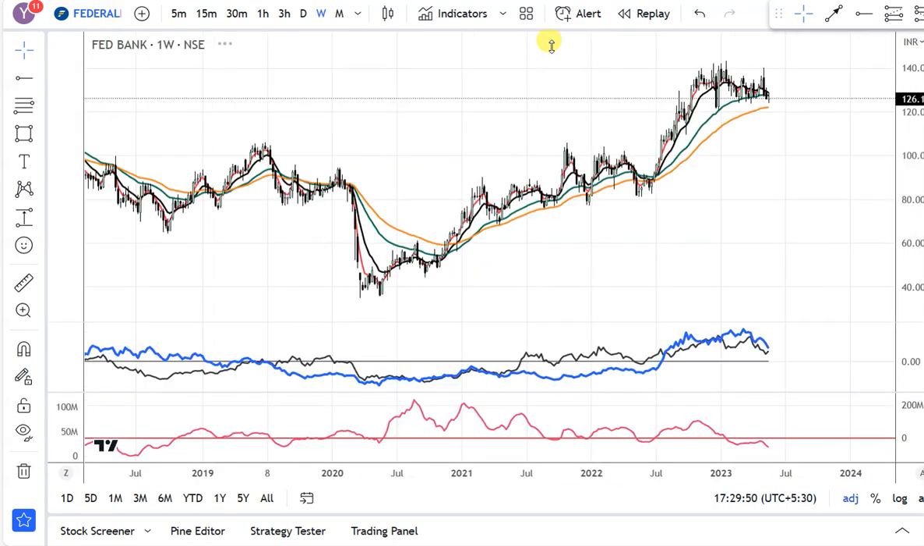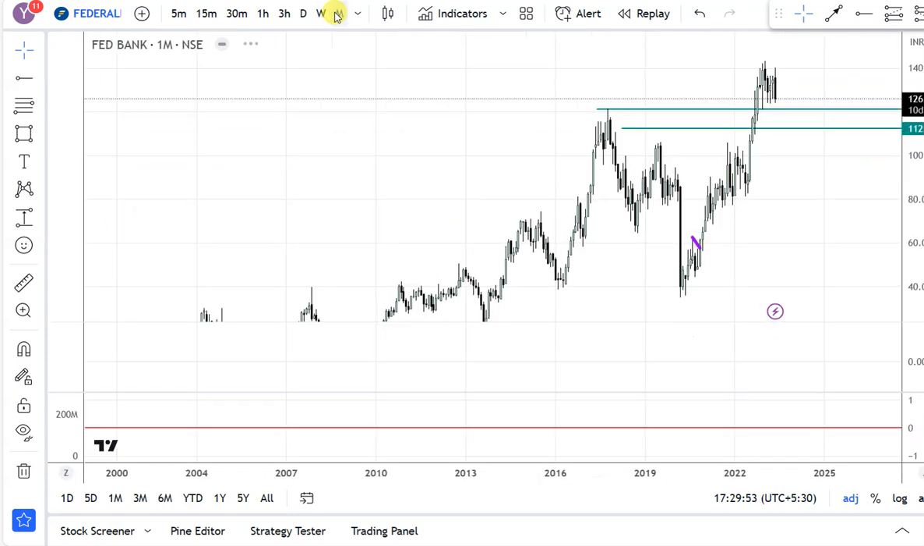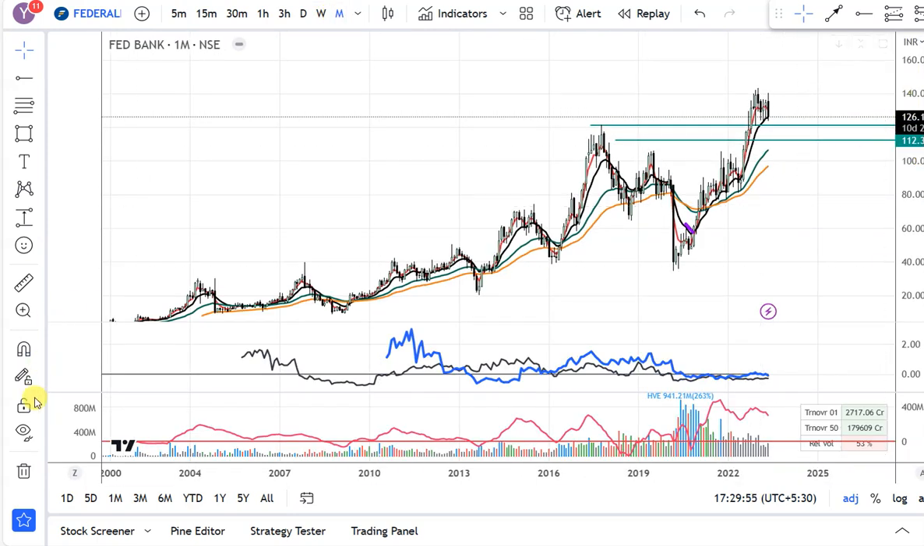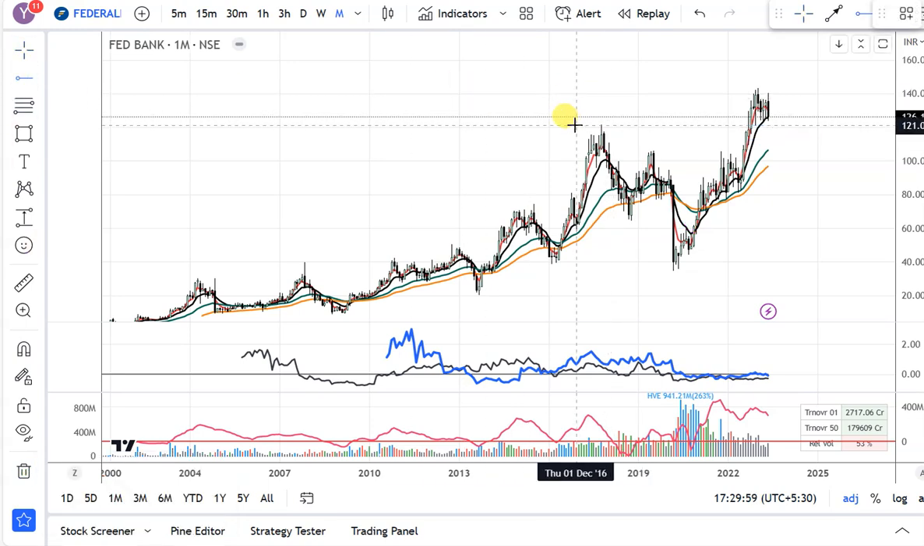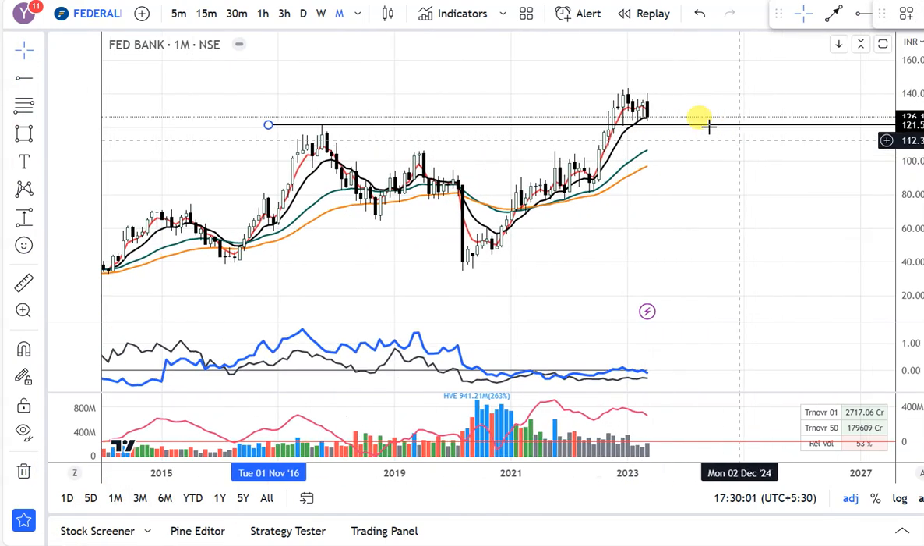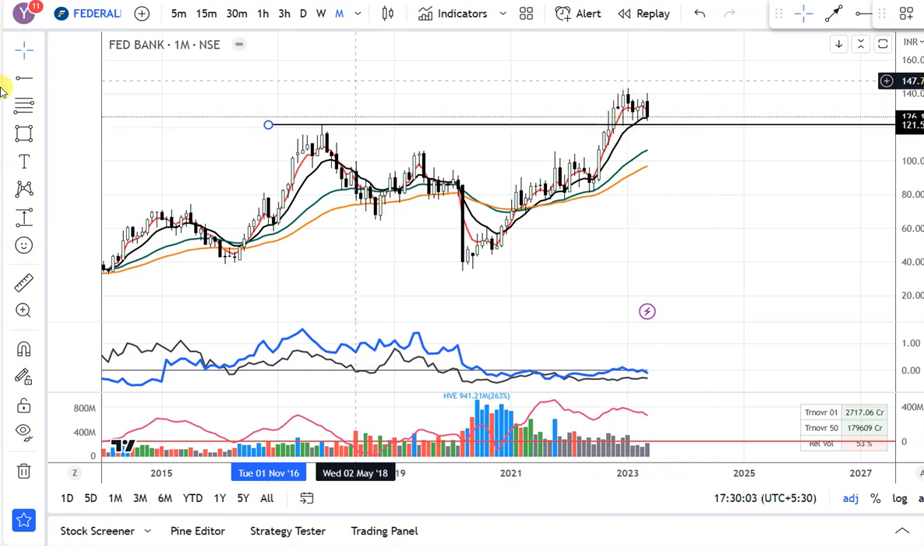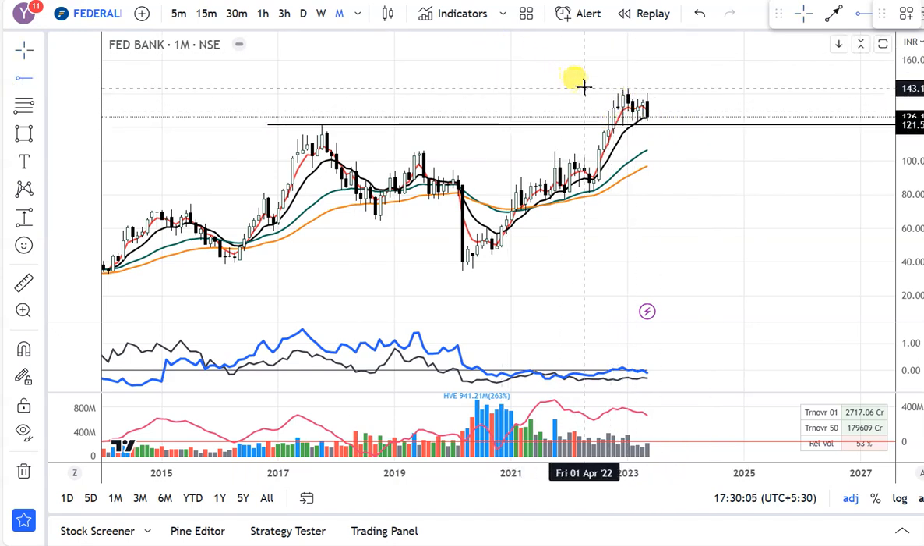Now, if you see the Federal Bank had given a good breakout, but there is no follow-up buying. So unless we see the breakout of this area of 143.50, we need to wait and watch what is going on. Is this price range of 143 to 120 becoming a distribution area or a new strength area? We'll come to know in a couple of months.